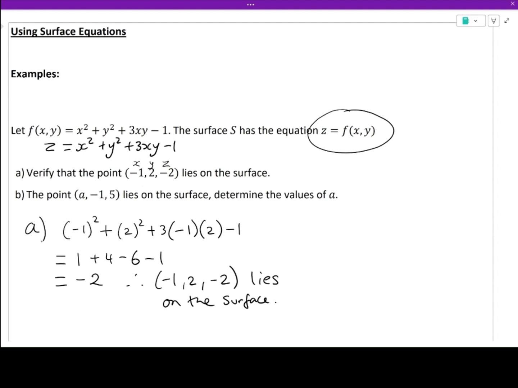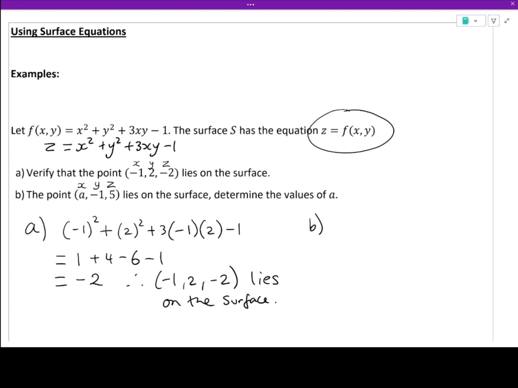Okay, so that's part A. Let's have a go at part B. In part B, we're told that the point A, -1, 5 lies on the surface. So that means that point satisfies the surface equation where A is x, -1 is y, and z is 5. We need to determine the values of A. Note it does say plural, so that suggests we're going to get multiple values out of this.